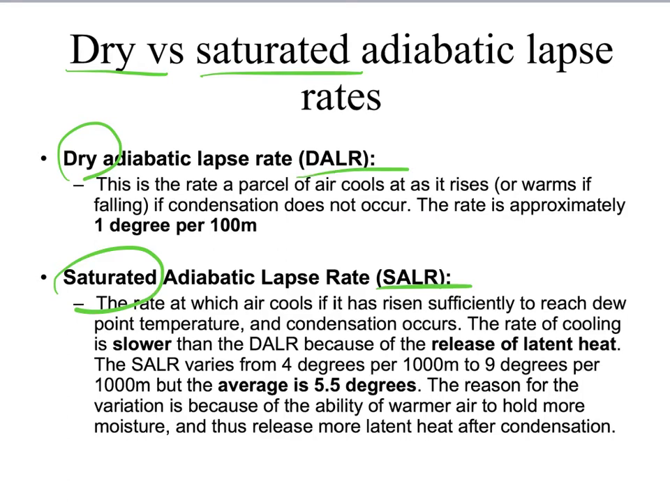So if you've got a parcel of air that's cooling and we don't get to condensation, so we don't reach the dew point, it cools at approximately 1 degree per 100 meters, you can see, which is higher or quicker than our normal environmental lapse rate. I hope you've spotted, if you've got particularly dry air, it will actually cool quicker than our average environmental lapse rates. You can already see now that the environmental lapse rate varies because of how much water vapor there is in the air.